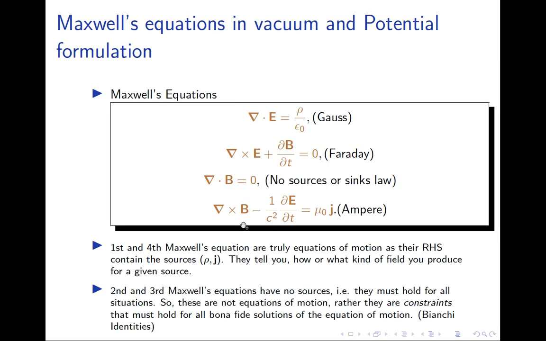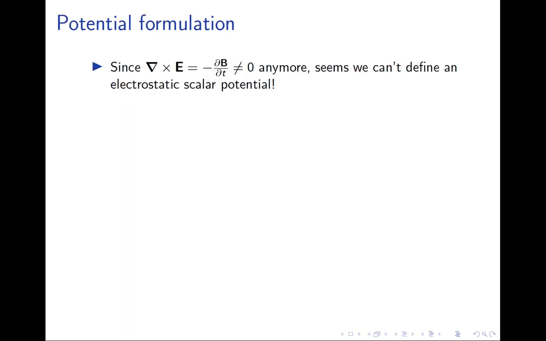Now, as I said, we always try to switch to potential formulation because many times it leads to a reduction of the number of degrees of freedom, from vector to scalar, for example, and it simplifies the situation. And most of the historical work has been done in terms of potentials. But I think we lose the scalar potential because curl of E is not 0 anymore. Curl of E is minus del B del t. This is what was elucidated by Faraday. So curl of E is non-zero, so it seems like we cannot define an electrostatic scalar potential anymore. So all hope is lost, is it?